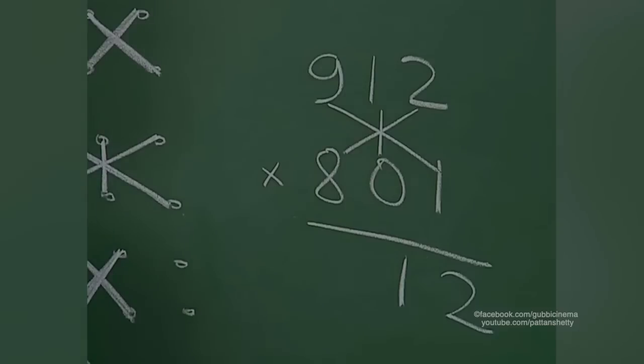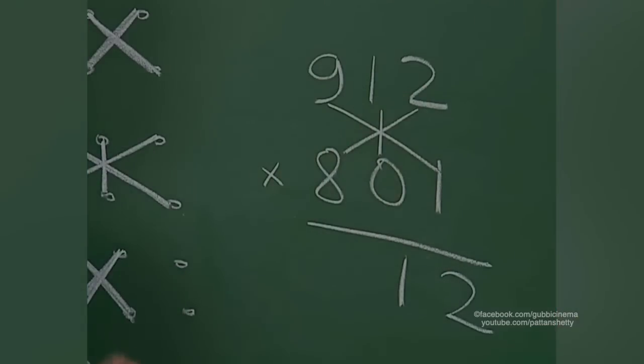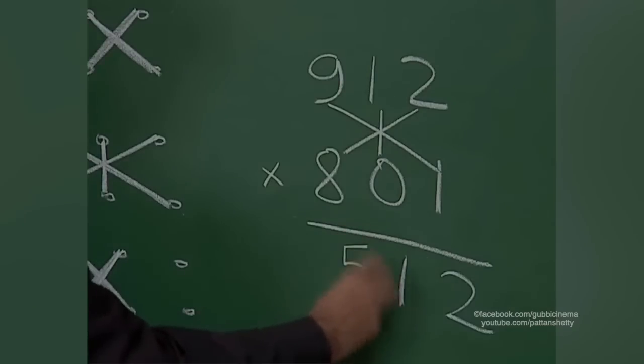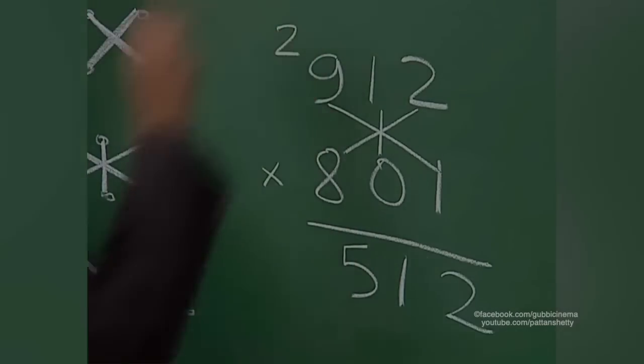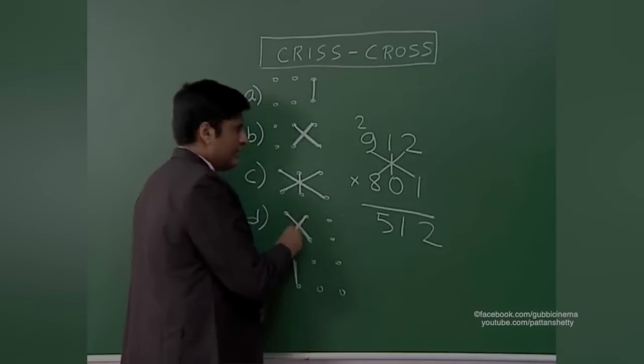16, 2 times 8 is 16. 9 plus 0 plus 16 gives me 25. I write 5, carry over 2. Step D says multiply this and this.